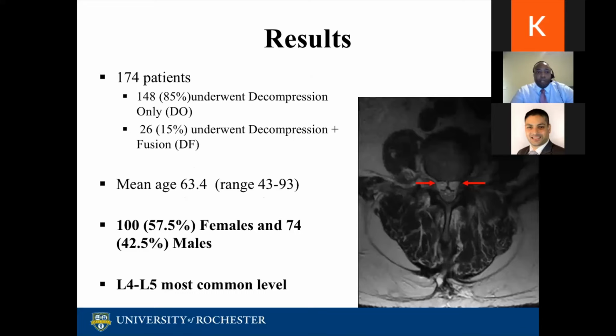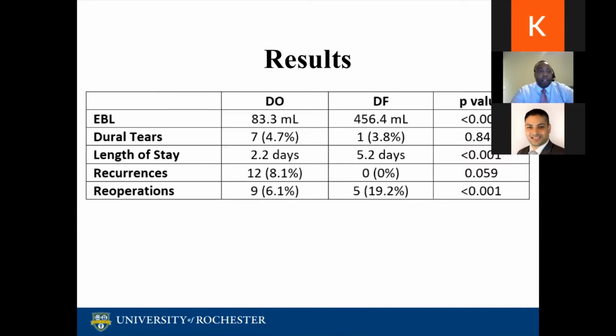The mean age was 63.4. There was a female preponderance, and the L4-5 level was the most common level affected, both of these last two findings being consistent with prior literature. In the decompression fusion group, there was a statistically significantly higher EBL, length of stay, and reoperation rate.